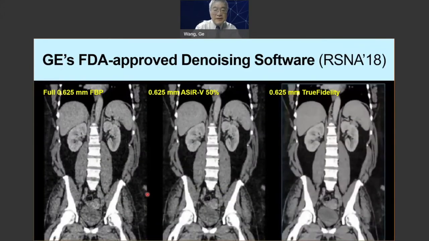Over past years, our research has been supported by General Electric, and the initial project was on low-dose CT denoising. Several years ago, GE's deep denoising software was approved by the FDA, and here is an example comparing this low-dose CT, and this is the iterative reconstruction. And on the right, you have the TrueFidelity reconstruction results. So this is a deep learning software.